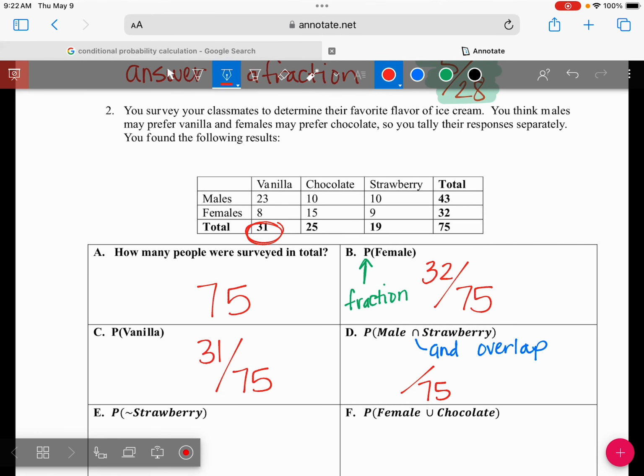So I'm going to look at my table. And I have female, which is here. And I have male, which is here. And strawberry, which is here. So what number did I highlight pink and blue? The one number that's pink and blue is 10. So the answer I was looking for was 10 out of 75.